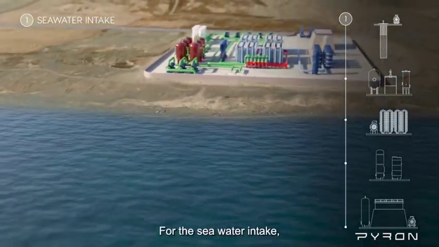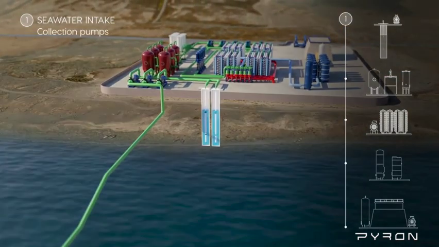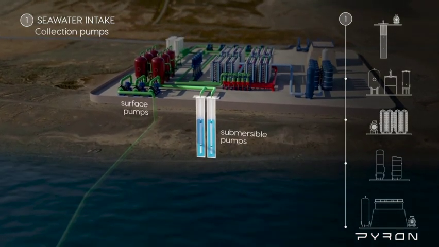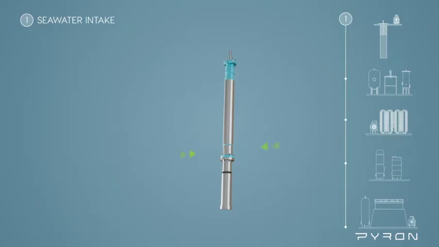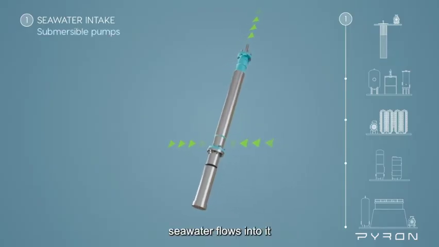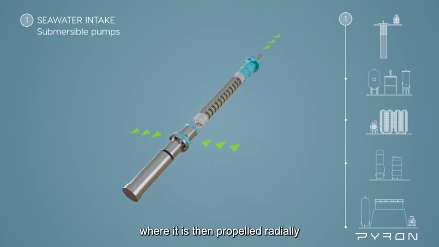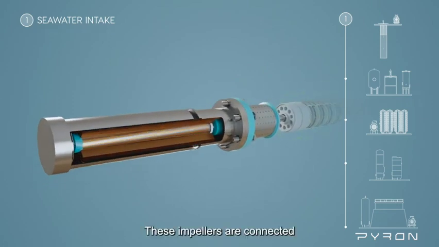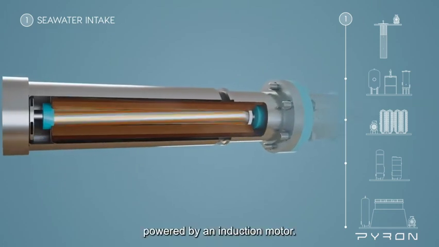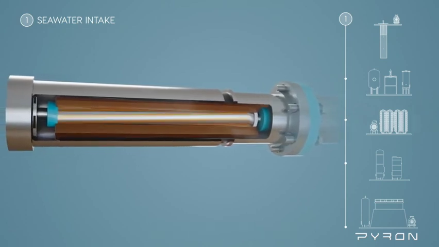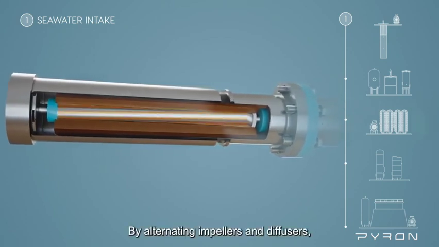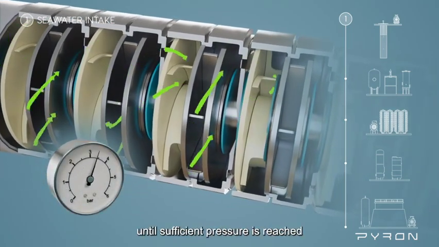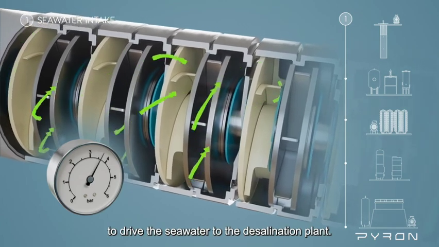For the seawater intake, pumps are needed to drive it to the plant. These can be negative suction pumps located on the surface or submerged. With a submersible pump, seawater flows into it through the gaps in the pump impellers, where it is then propelled radially thanks to the centrifugal force. These impellers are connected to a single shaft, powered by an induction motor. By alternating impellers and diffusers, the pressure within the shaft is increased at each stage until sufficient pressure is reached to drive the seawater to the desalination plant.